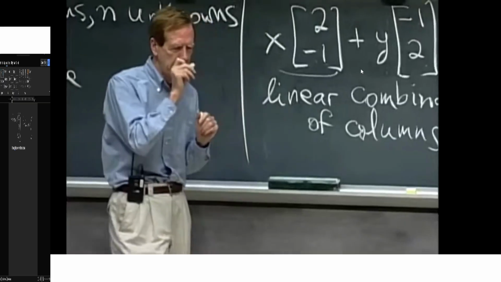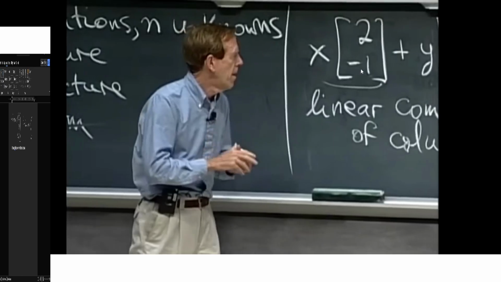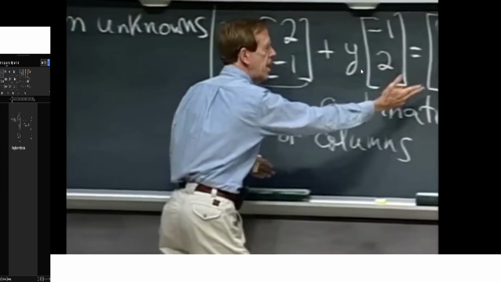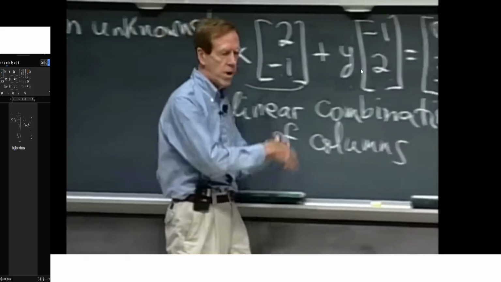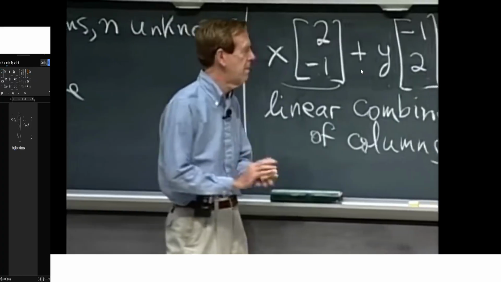We'll explore it further. But this idea of what linear combination gives B, and what do all the linear combinations give, what are all the possible achievable right-hand sides B, that's going to be basic.